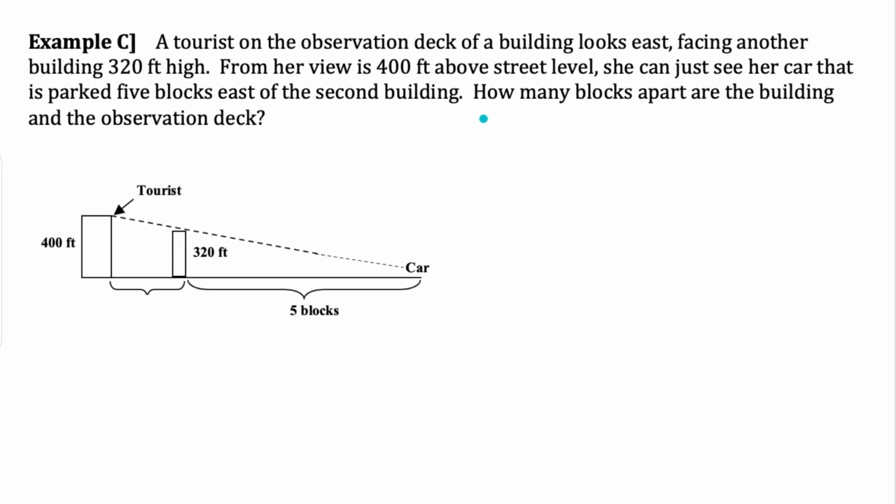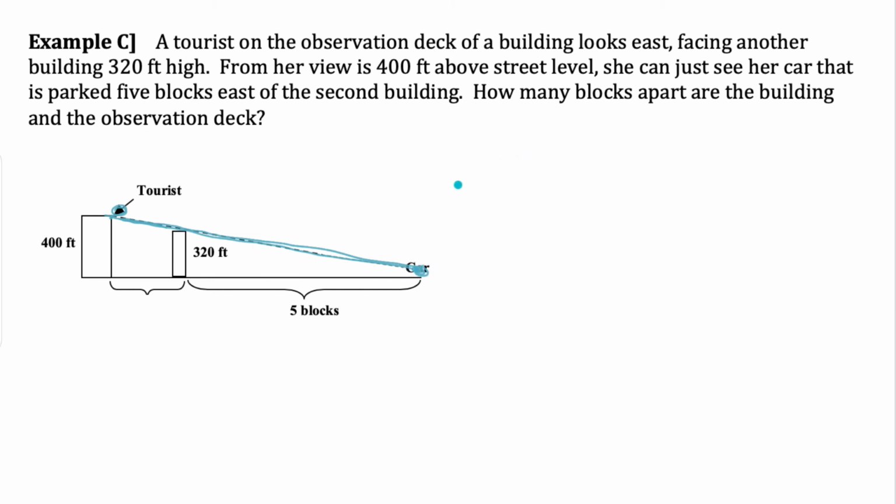And then finally we have, again, you're going to see this diagram here, very similar to the problem that we just did. Right? So we have a tourist on an observation deck of a building, right? She's up here, facing another building, 320 feet high. Her view is 400 feet above the street level. And from here, she can just see her car, right? So her line of sight, she is just able to see her car. So she can see just over this building here, and she can see her car out over here.